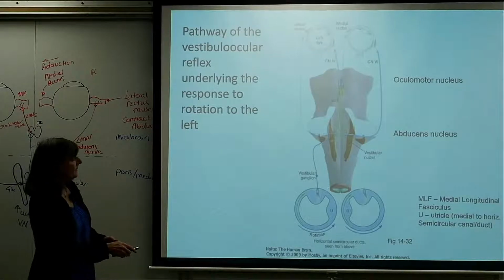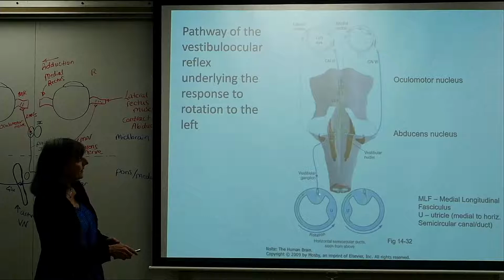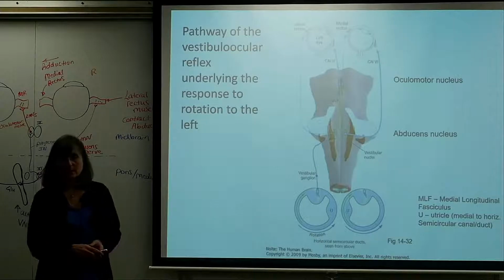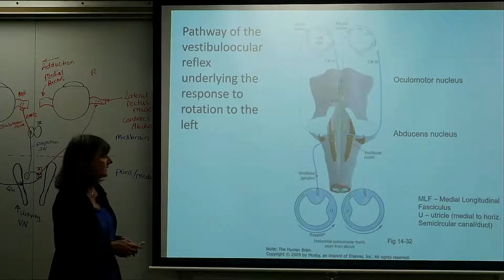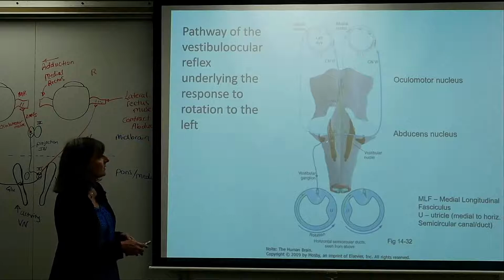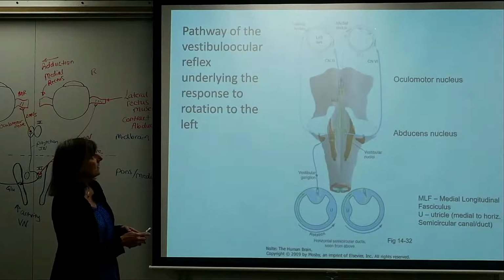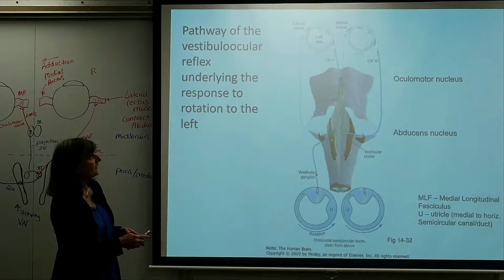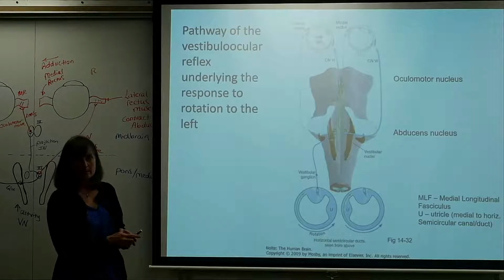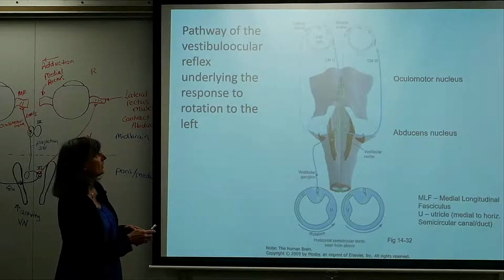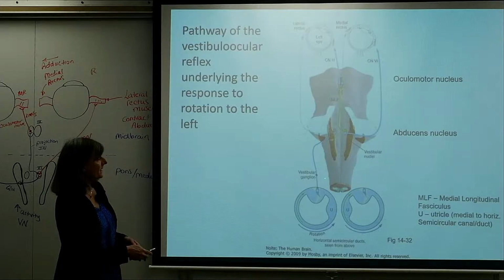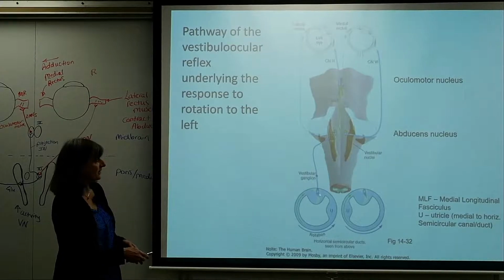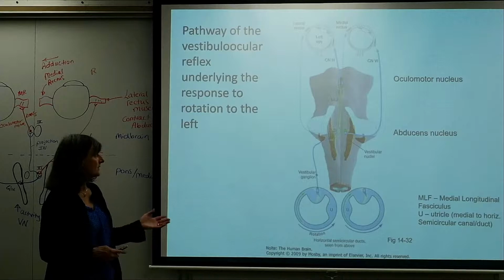So we have this pathway that I told you about already that starts with activity in this case, the horizontal semicircular canal, that's going to lead to contraction of the contralateral lateral rectus muscle, as well as the ipsilateral medial rectus muscle, if we're talking about this semicircular canal that we started with.